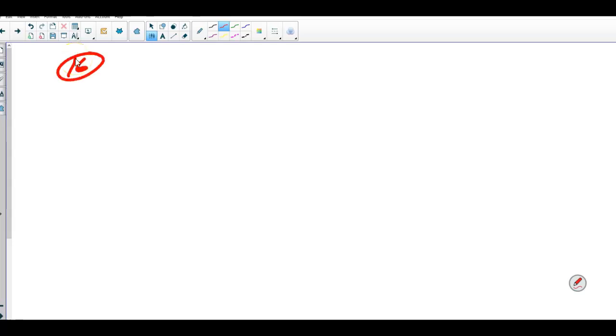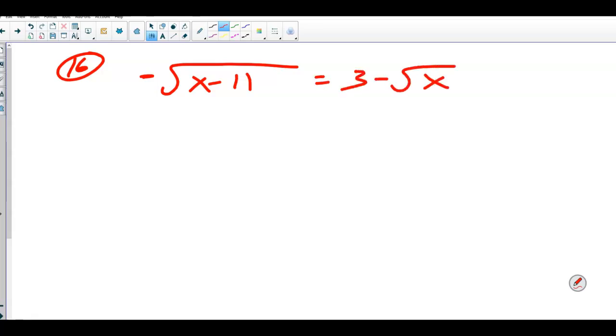Alright, guys, so we're going to circle back to 16 here, just because this is a little bit of a longer problem. We get negative square root of x minus 11 equals 3 minus the square root of x. Now, it's impossible to isolate the radicals at first. So here, we're going to have to square both sides twice. I'm going to square both sides.